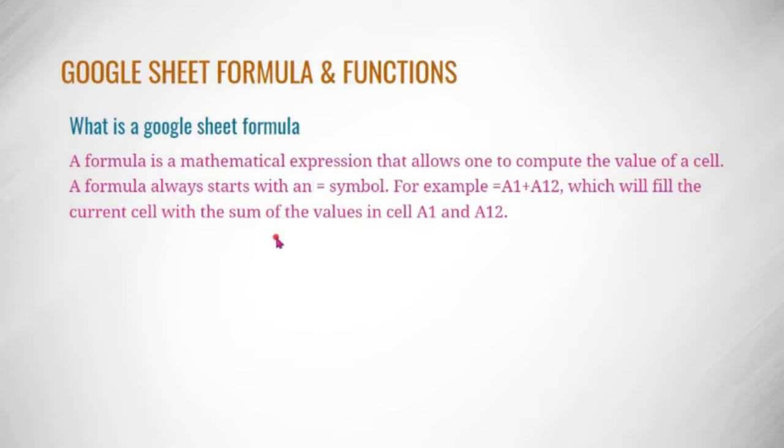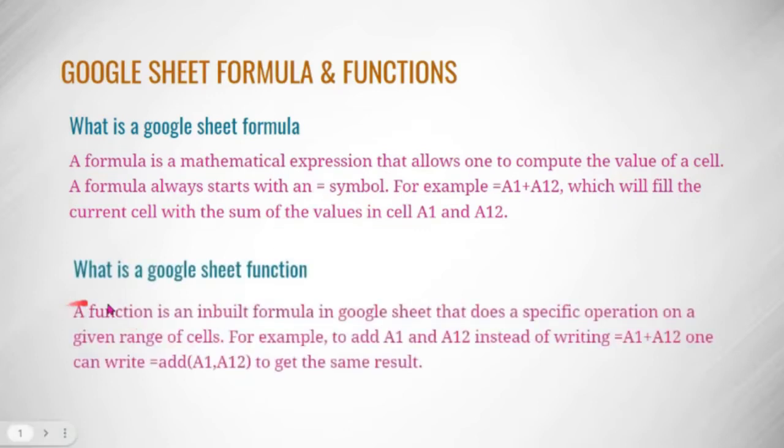Now let's see what is a function then. A Google Sheet function is an inbuilt formula in Google Sheet that does a specific operation on a given range of cells. For example, to add A1 and A12, instead of writing =A1+A12, one also can write =ADD(A1, A12) to get the same result.